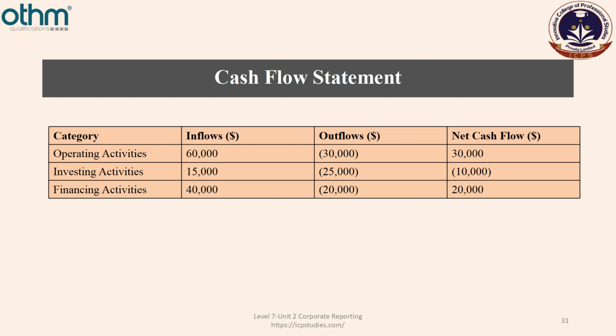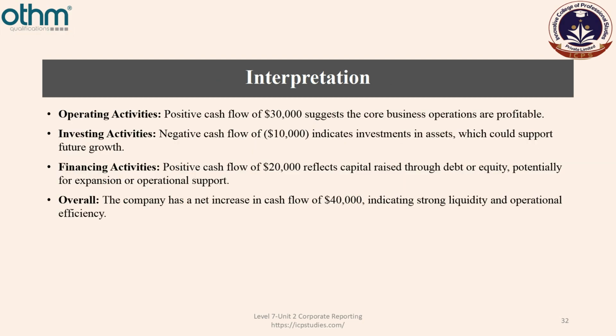Here is the cash flow statement. The cash flow statement has three categories: operating activities, investing activities, and financing activities. If we talk about its interpretation, then for operating activities there is a positive cash flow of $30,000, which suggests the core business operations are profitable.